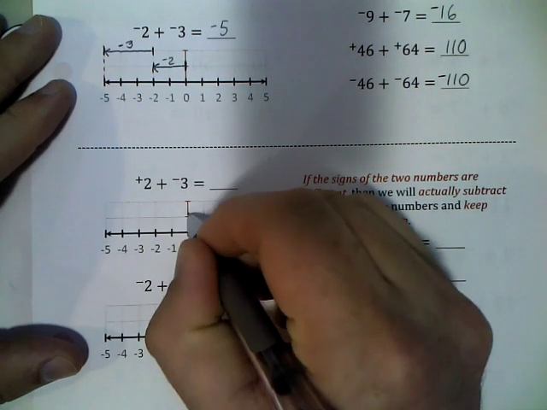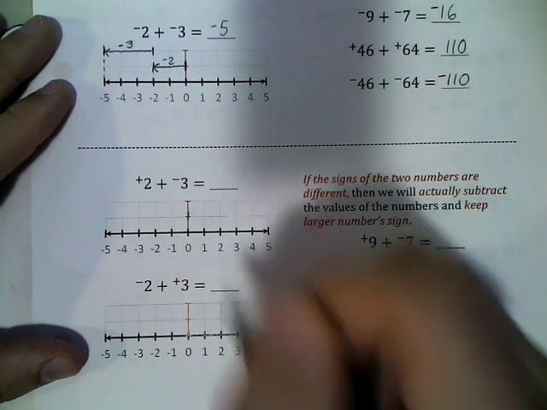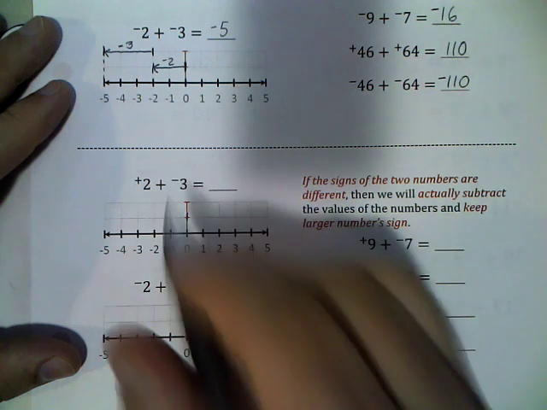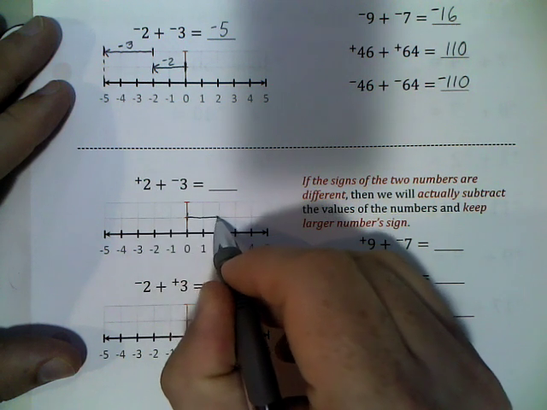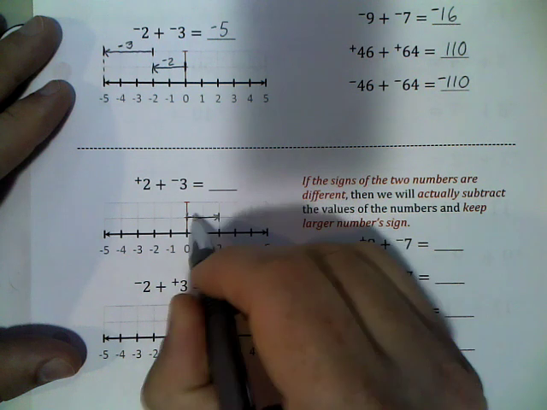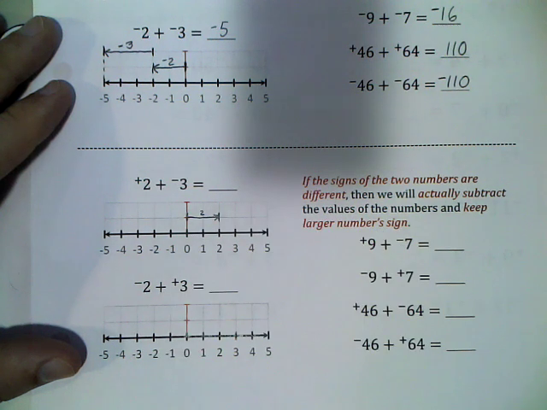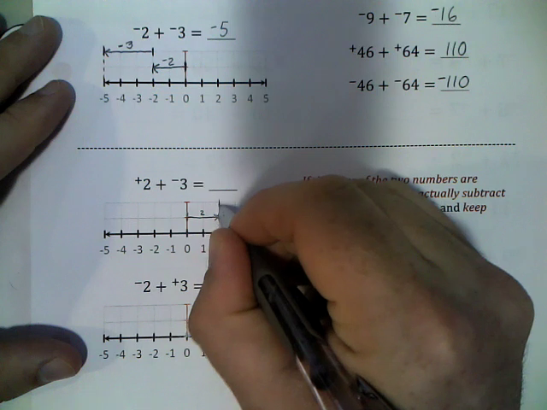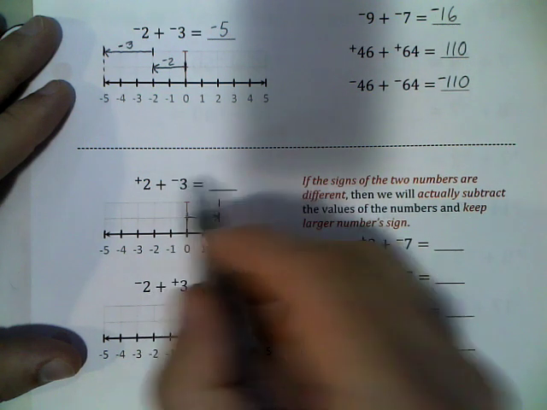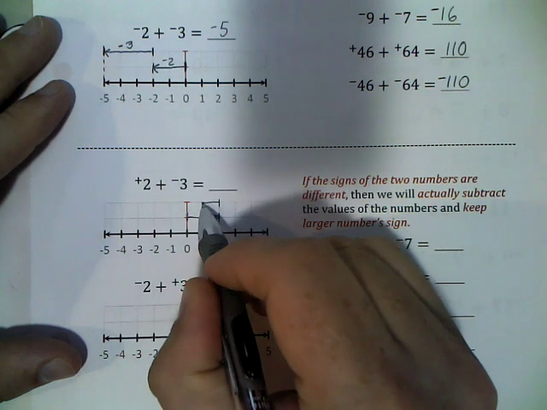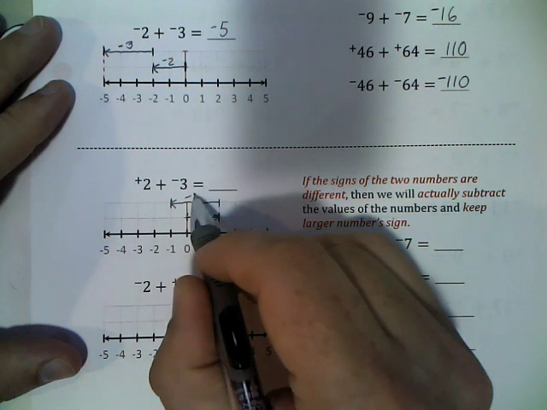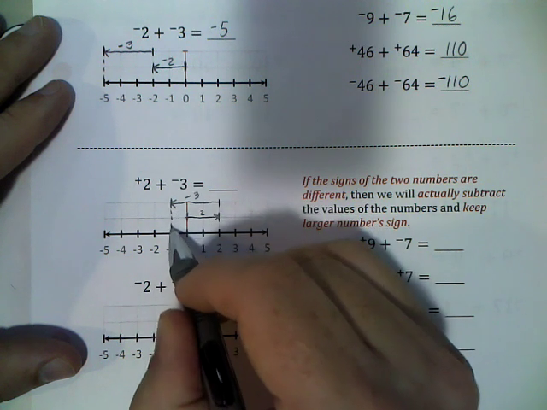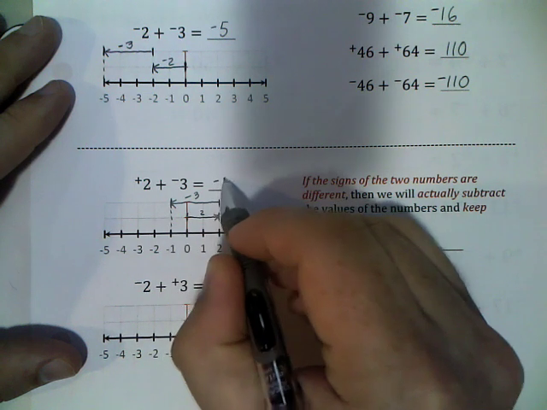So if I model this one, again, I'm going to start at 0. 0 is neutral territory. I always start with 0. A positive 2 tells me to go 2 to the right. So 1, 2 to the right. I'm going to remember to label them this time. And then I'm going to start where I stopped. And a negative 3 will tell me to go 3 to the left. And so when we add these up, we end up with a negative 1.